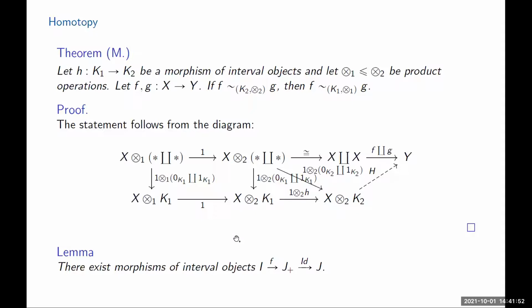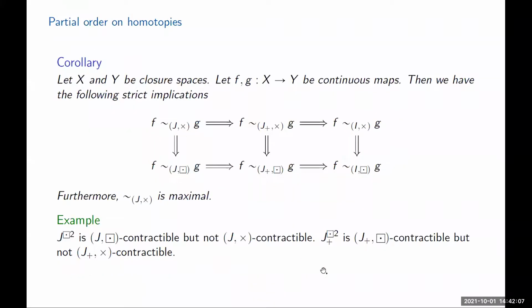And the lemma, just as a reminder, remember that I had these maps between the particular interval objects of interest to me. I have this map from the unit interval into J plus, and then I have a map into J. So then we have this corollary immediately, that you have the following implications, it's not necessarily clear that they're strict, based on the previous theorem, how these different homotopies relate to one another.